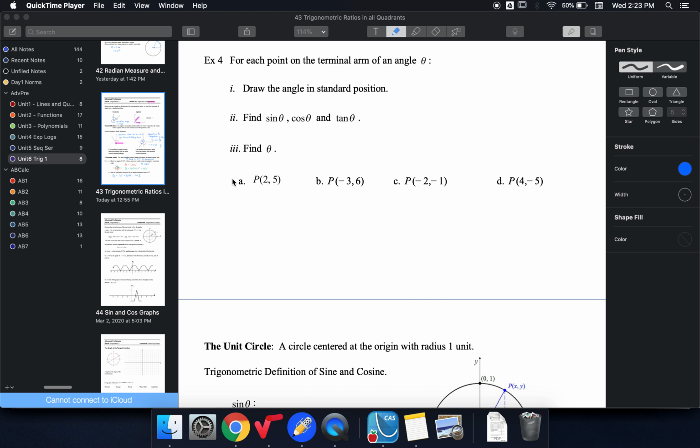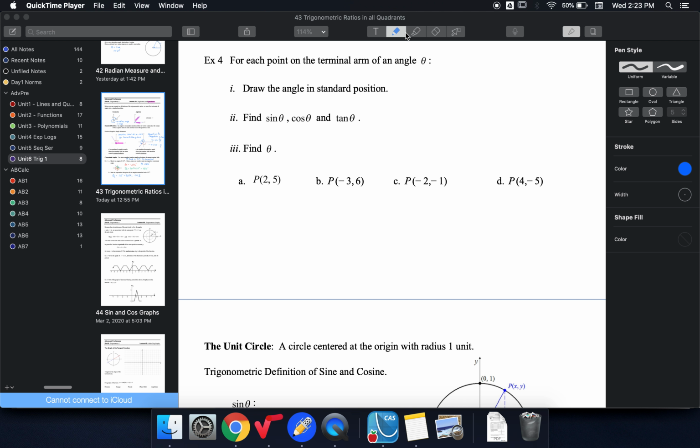All right, so now we're going to apply our idea of positive, negative, cosine and sine and tan values and think about what that means if we're just given a point. So we've got a point on a terminal arm of an angle theta. We want to draw the angle in standard position.